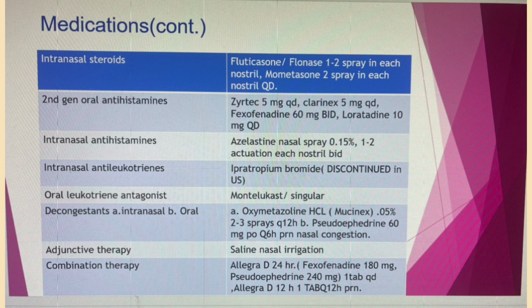The second generation antihistamines, examples are Zyrtec 5 mg daily, Clarinex 5 mg daily, Fexofenadine 60 mg BID, Loratadine 10 mg daily. Advantages: fewer side effects, and as you remember in the last slide, it treats all 5 symptoms. And disadvantages: it has only minimal relief of congestion, but all the other symptoms are better controlled, and it does not control the inflammatory response.